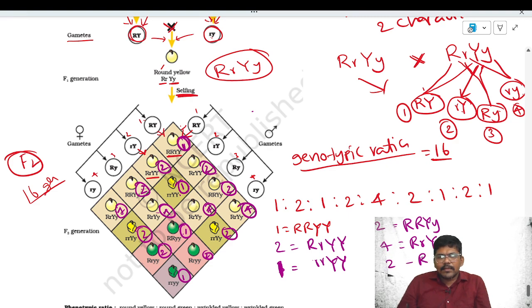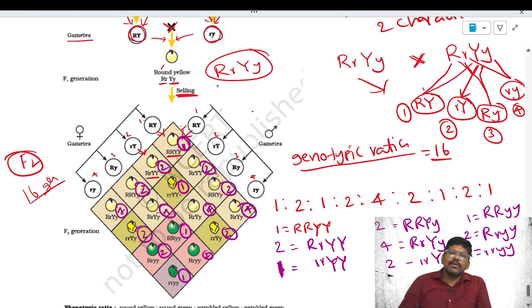Capital R, sorry, again 2, small r, capital Y, small y. 2 is to 4 is to 2 is to again 1. 1 capital R, small y, small y. 1 is to 2 capital R, small y, small y. 2 is to 1. That is small r, small y, small y.